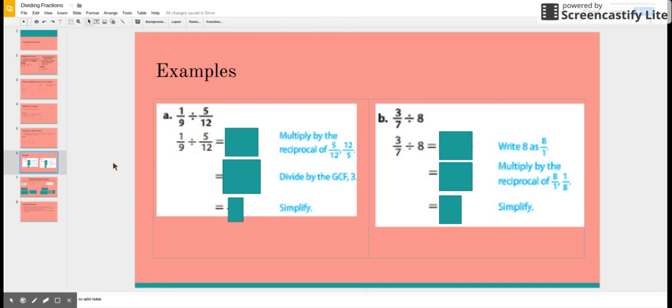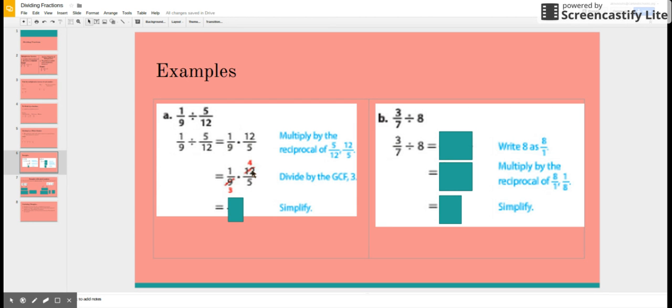All right, and here I have our first example, 1/9 divided by 5/12. So first thing I want to do is flip this fraction to 12/5. That's the reciprocal, right? And then I'm going to multiply this number by the reciprocal. So my new problem is going to look like 1/9 times 12/5. From there, I can see that I can cross cancel this 9 and the 12 by the GCF 3. So 3 goes into 9 3 times, 3 goes into 12 4 times.